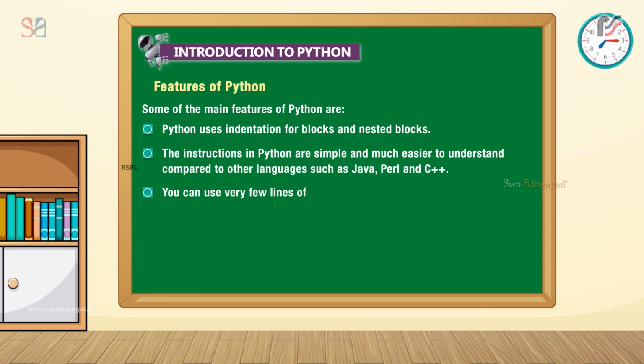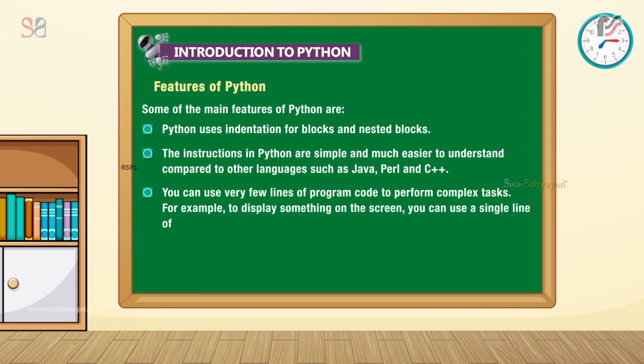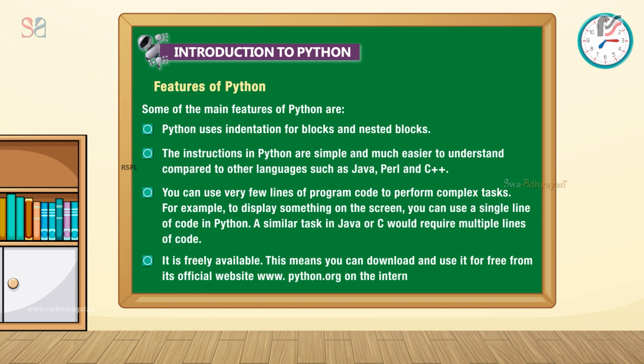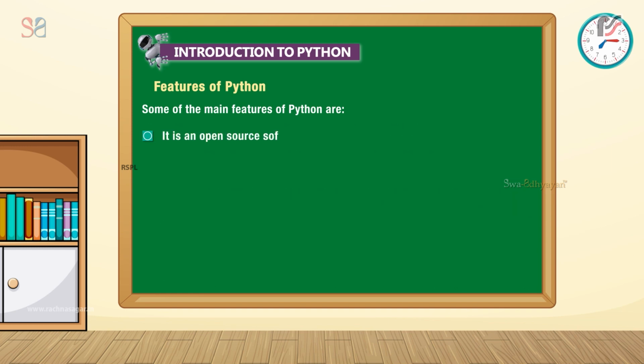You can use very few lines of program code to perform complex tasks. For example, to display something on the screen, you can use a single line of code in Python. A similar task in Java or C would require multiple lines of code. It is freely available. This means you can download and use it for free from its official website, which is www.python.org on the internet. Lastly, it is an open source software. This allows everyone to contribute to the Python community and make it better.